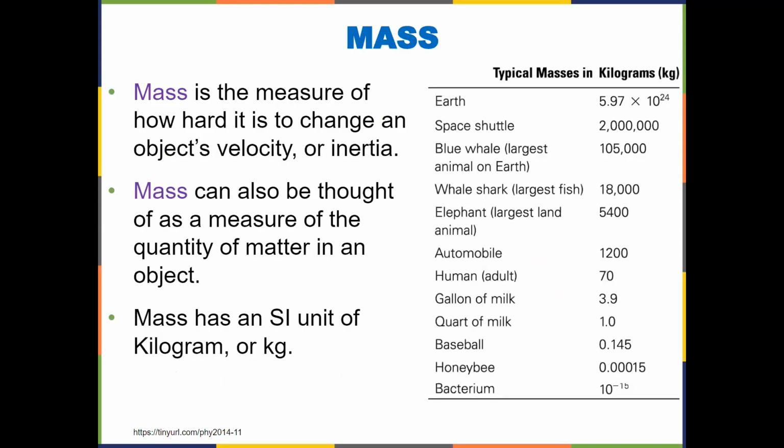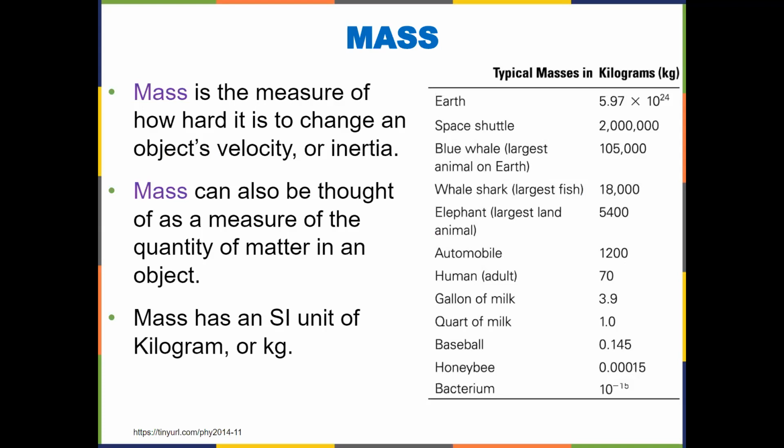Now, why is the object being lazy? That is because it has certain mass. The mass is the measurement of how hard it is to change an object's velocity, or inertia, or you can say it's how lazy the object is. If it's a bigger one, then it's harder to make it move. It's also a measure of the quantity of matter in an object. In chemistry, mass is probably equivalent to how many atoms you have in a substance, so you can calculate that way.